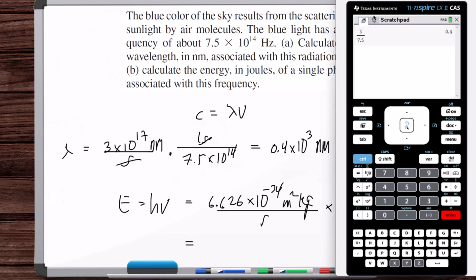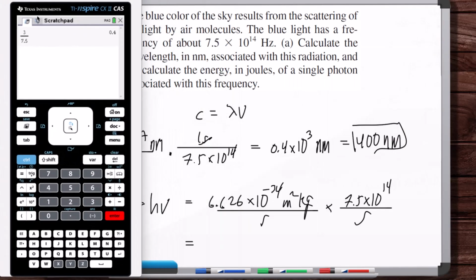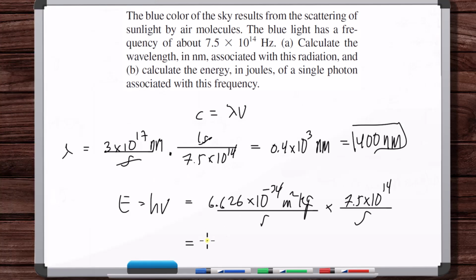So we've got 6.626 times 10 to the minus 34, times 7.5 times 10 to the 14th. So 4.97 times 10 to the minus 19 joules.